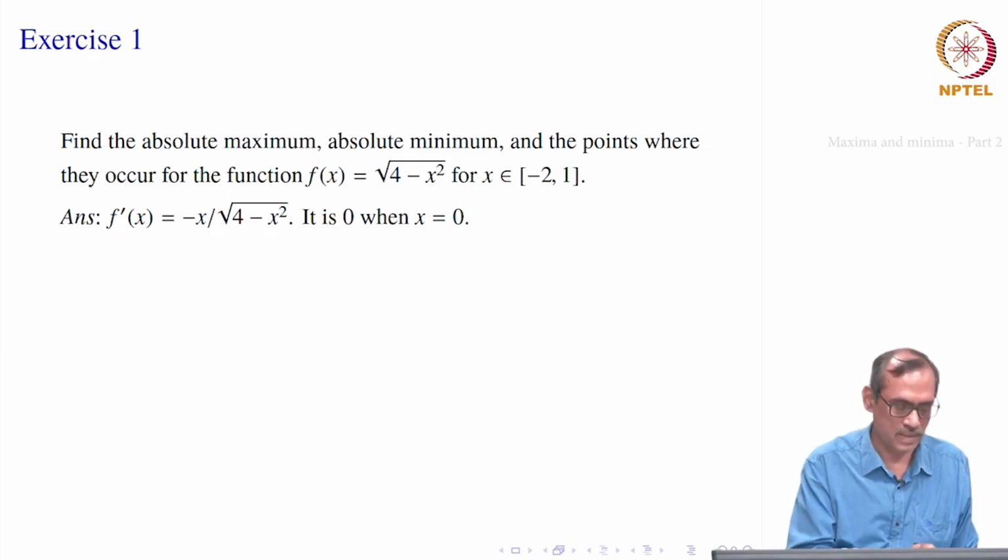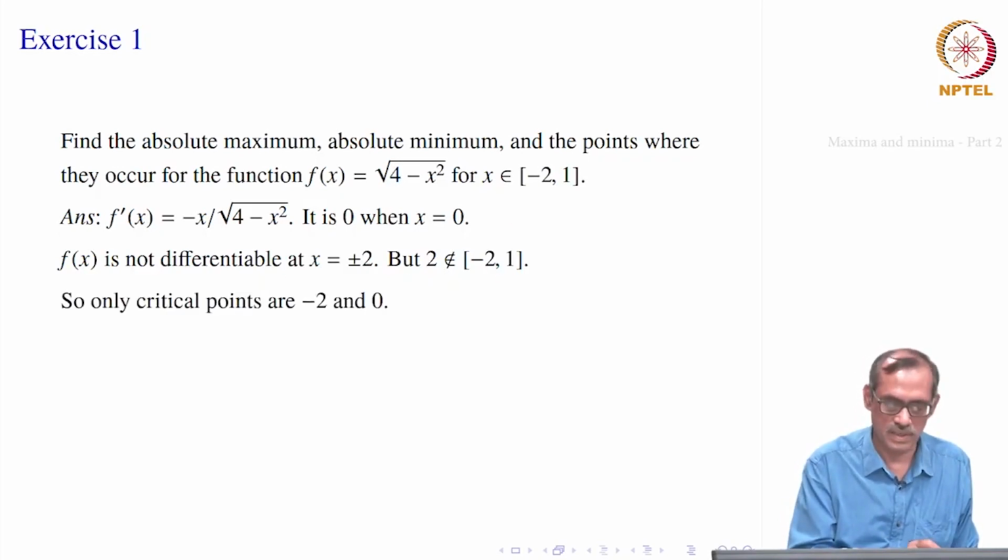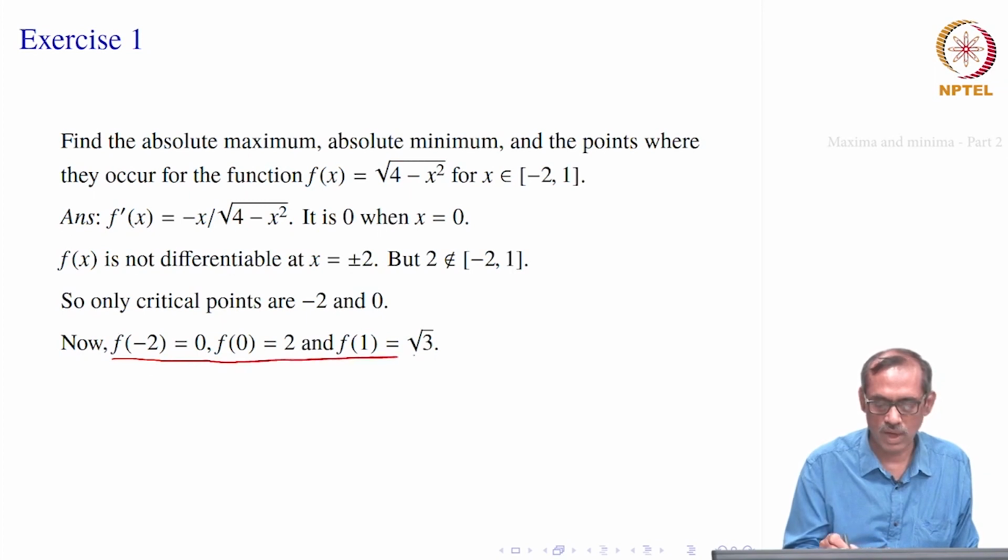So, we have now 3 points, plus or minus 2 and 0. Where it is not differentiable, those are also critical points, right. So, you have to see where it is not differentiable. It is not differentiable at minus 2. Anyway, 2 is not in the domain. So, minus 2 is an endpoint, anyway we are going to consider it. Okay. So, we just evaluate at minus 2, 0 and 1.